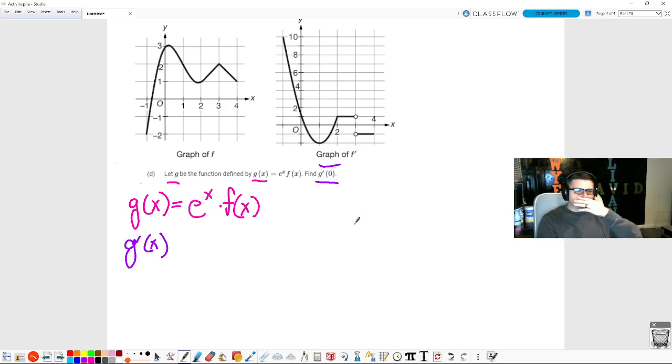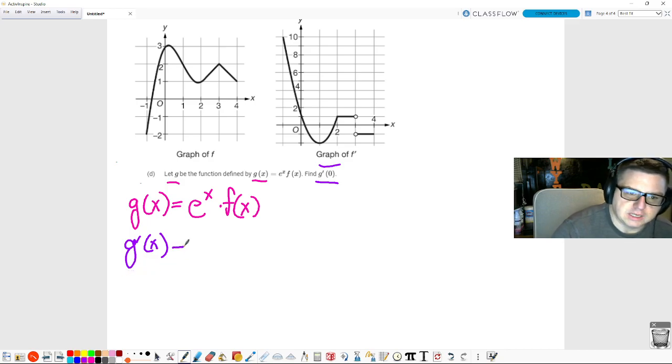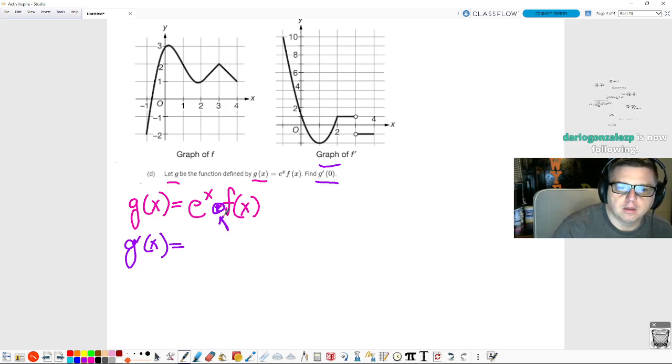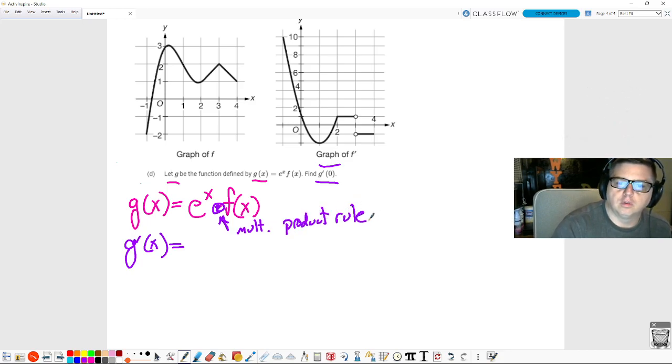So we need to take the derivative. So what you should be seeing is the first rule of, what does the dot stand for? Multiplication. So this is a multiplication. So that means product rule. Man, it does scare me.